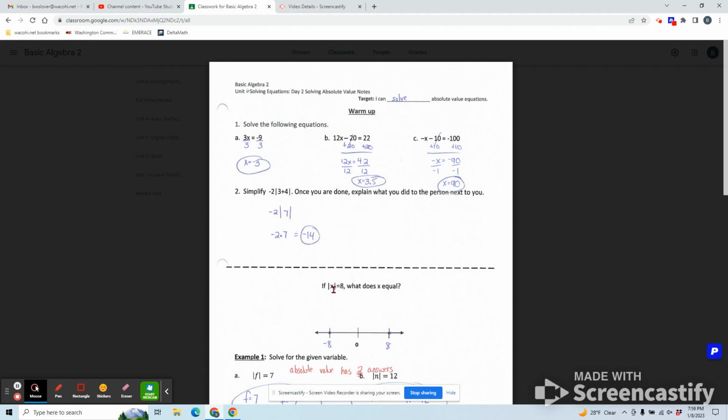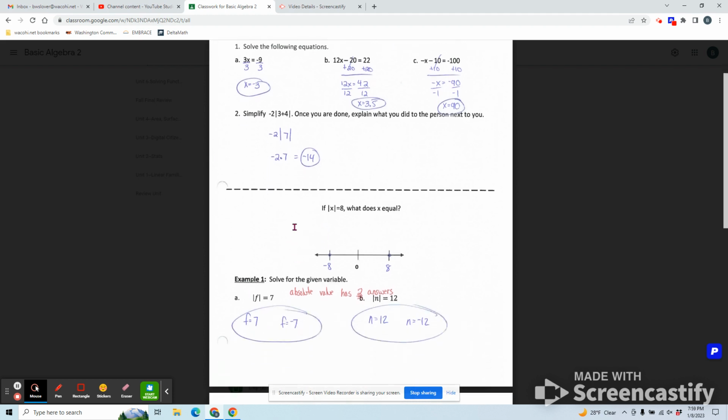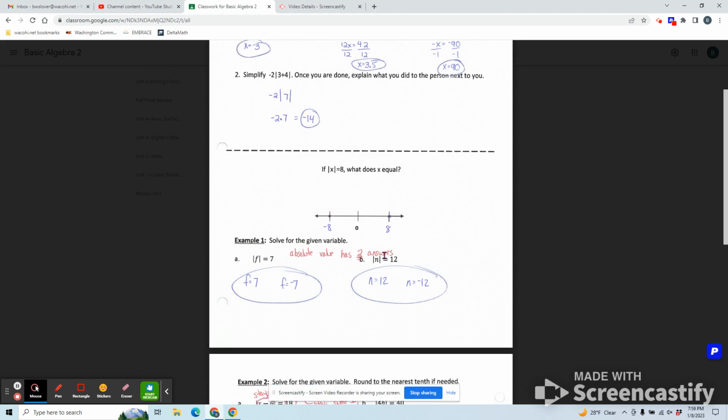It says, if the absolute value of x equals 8, what does x equal? Well, x could be 8. The absolute value of 8 is 8. But I could also have negative 8. Because remember, the absolute value is the distance from 0. So your distance could be to the right of 0 or it could be to the left of 0. So with that in mind, there are two answers here. There are going to be two answers when we solve our absolute value equations.